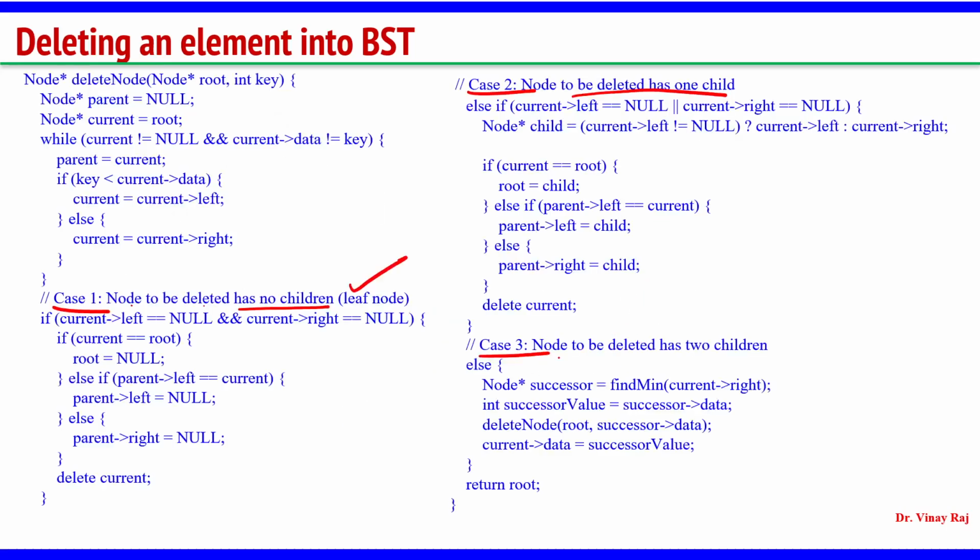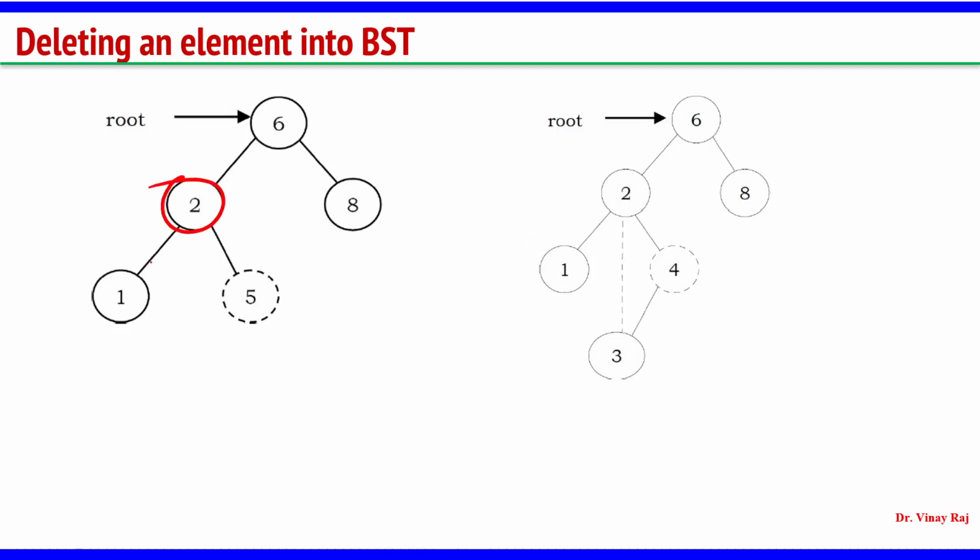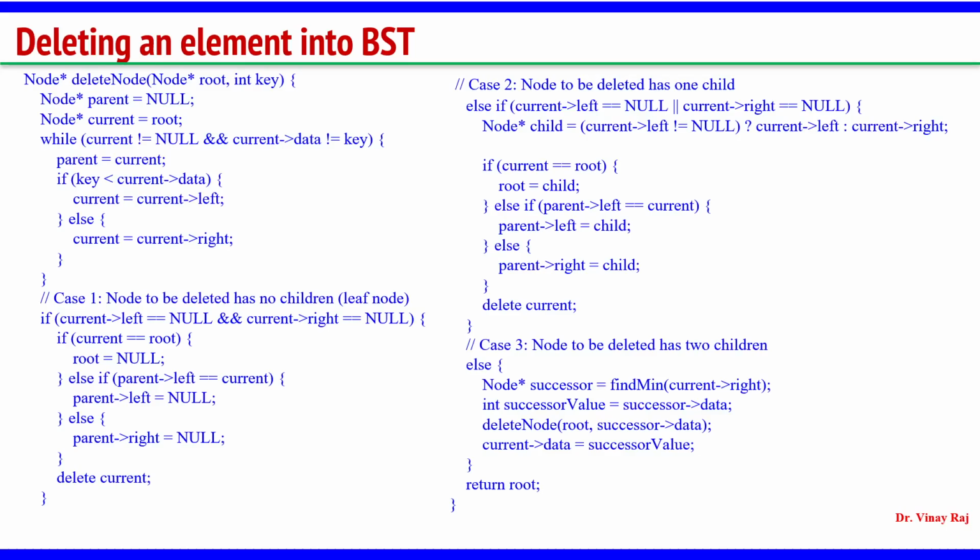But the third case, node to be deleted has 2 children. This is a typical case. Let's say, suppose you are deleting 2. You want to delete this 2 from this. So it has 2 children, 1 and 5. So you have to tag them to some other nodes, right? So for that we have logic.